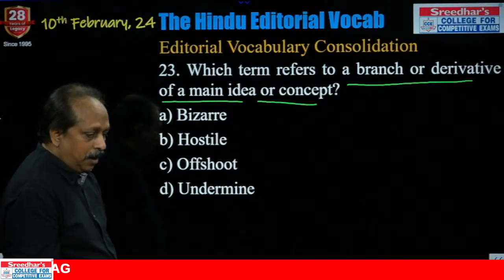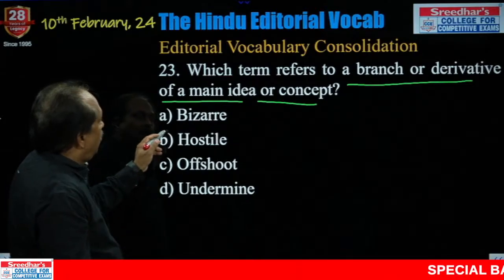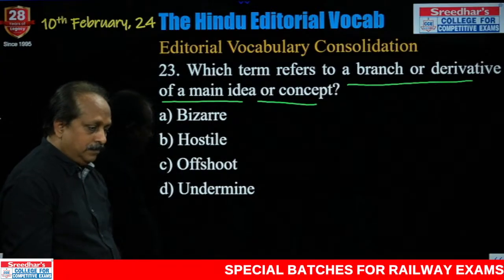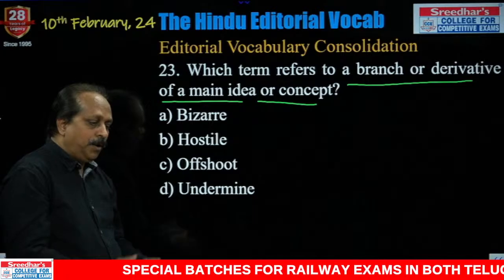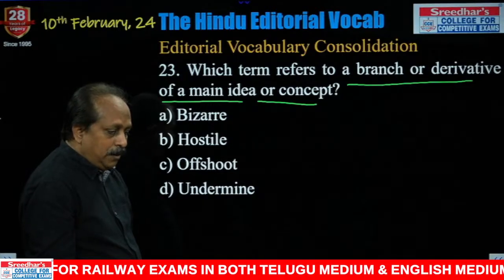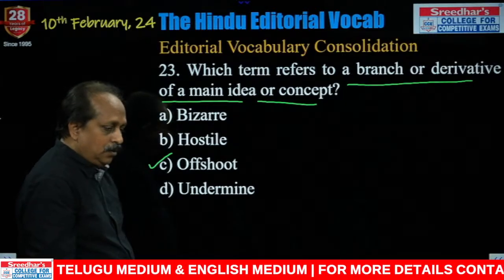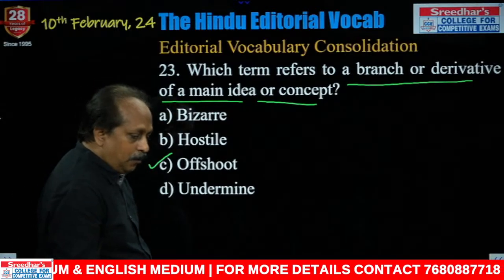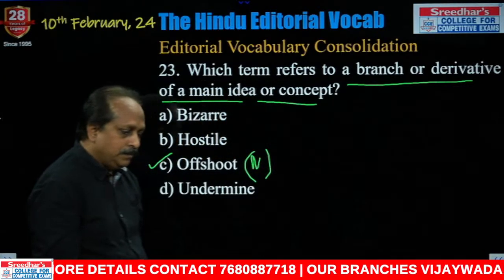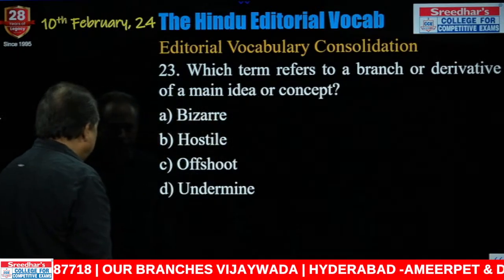Now I see students writing the word forms, other forms, and the part of speech. First one, bizarre, hostile, offshoot, undermine. Derivative or branch of the main idea or concept. Yes. A few students have answered 23C. Offshoot is the right word. Offshoot. Part of speech, noun. Very good. Same time you could write noun. Offshoot is what? Noun. Offshoot of some main idea.